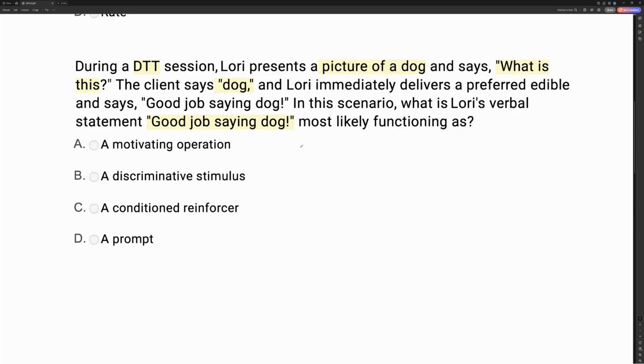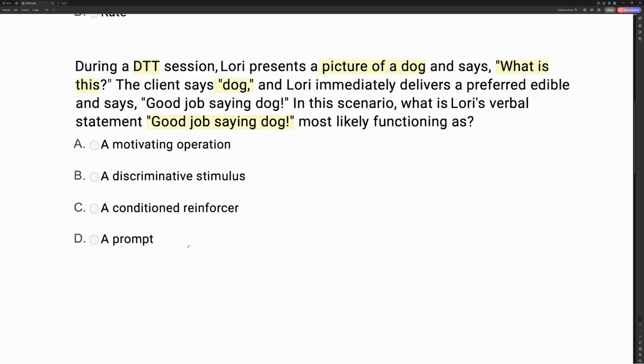Well, if you look at A and B, a motivating operation or a discriminative stimulus, if you know the order of operations and just went through it like we did, you know it can't be A or B because A and B are both antecedents. "Good job saying dog" is a consequence. So you can immediately eliminate A and B. And then we have to look at C, a conditioned reinforcer. And if Lori is pairing edibles with this statement, then it will most likely function as a conditioned reinforcer.